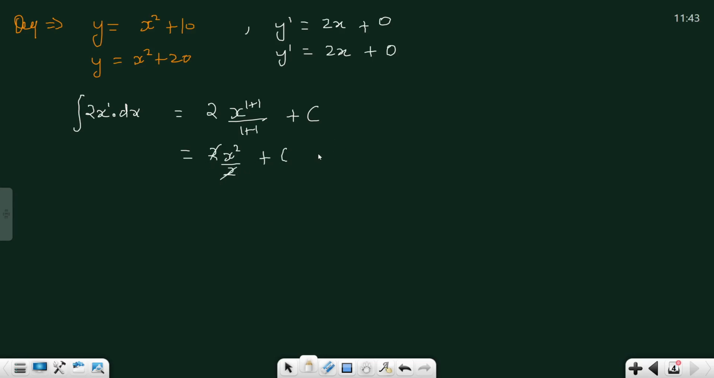So why are we taking constant c? Because we don't have any idea whether we have differentiated 10 or 20. That's why we write constant c. Now you understand why we write constant c. So when you differentiate this, you will get y dash. This is the process of differentiation. And when you integrate the y dash, you will get y.